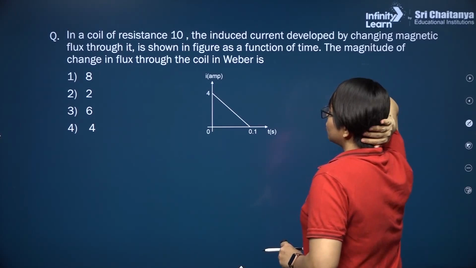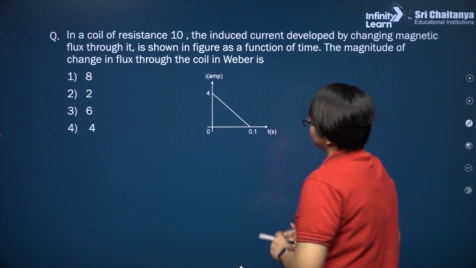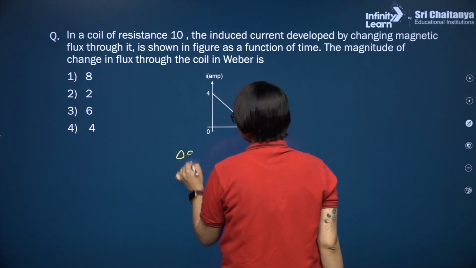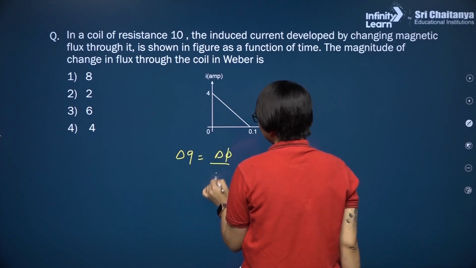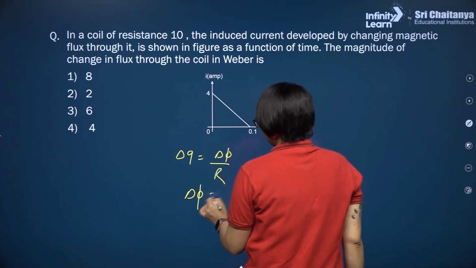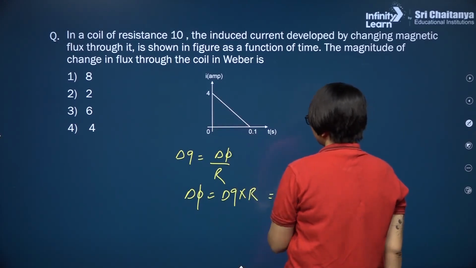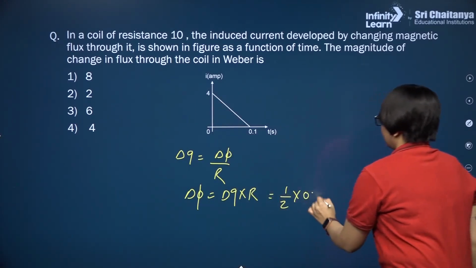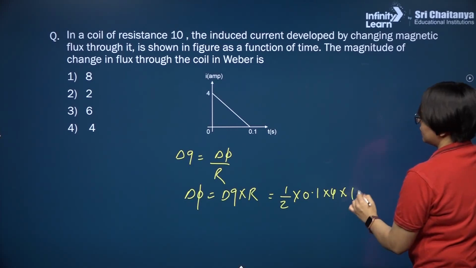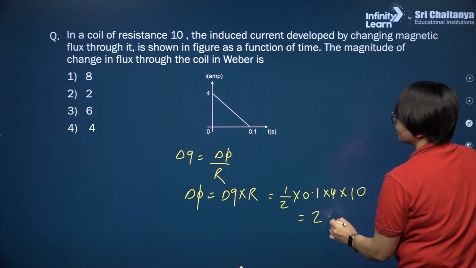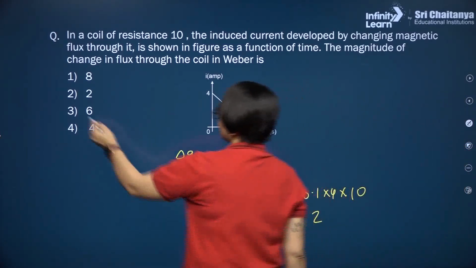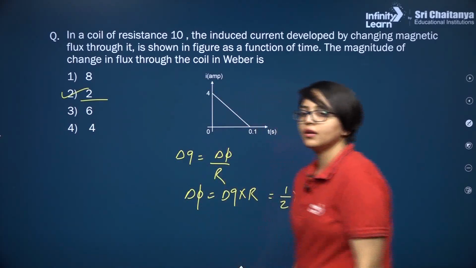The magnitude of the change in flux through the coil is... So, over here induced charge is equal to delta phi upon r. So, delta phi is induced charge into r. Charge is area under the i-t graph, which is half base into height, into r is 10. So, this will be 2. So, the correct answer is 2 Weber, which is option 2.